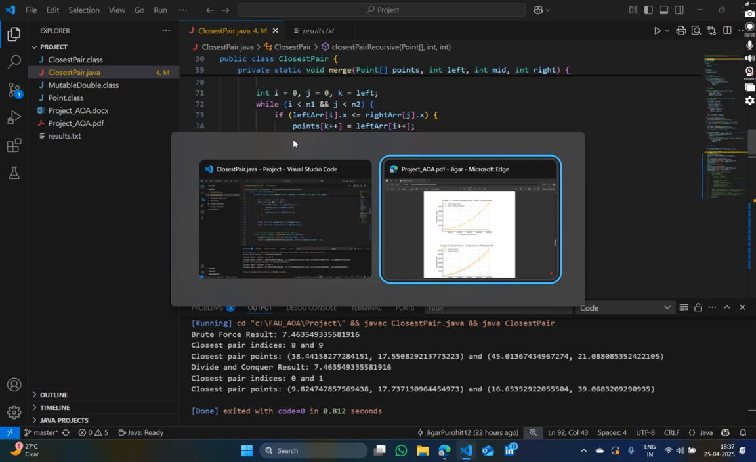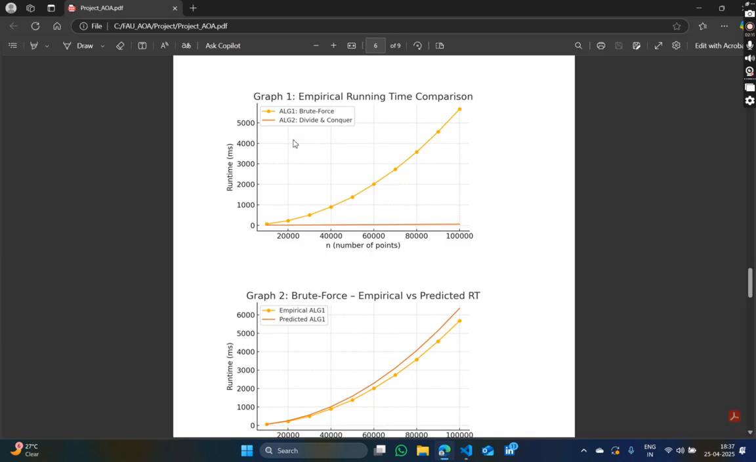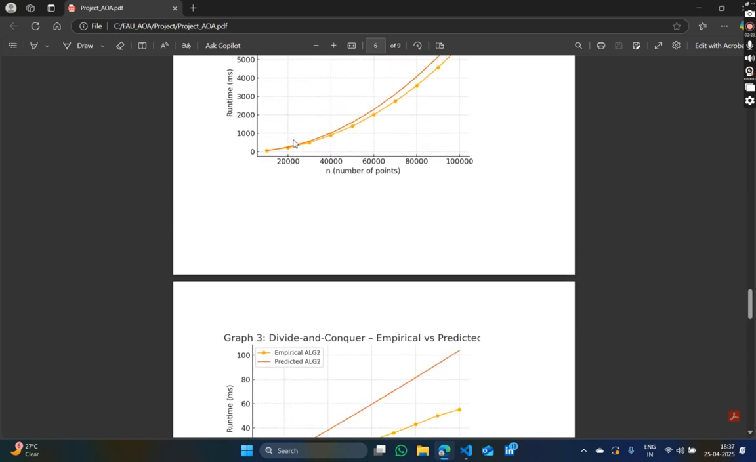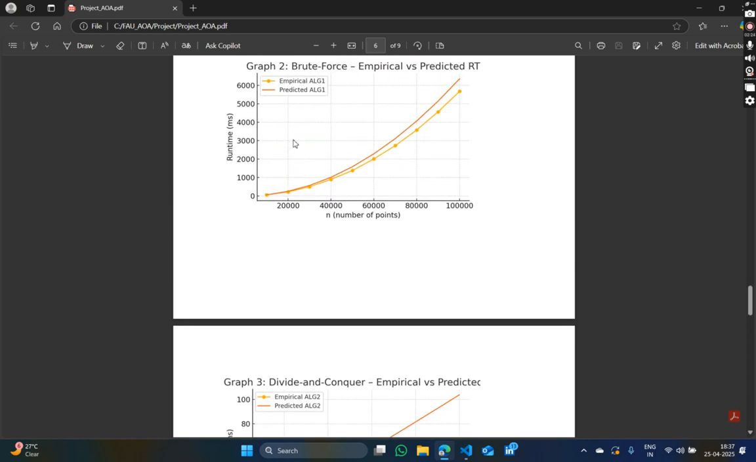And next, here I have implemented three different graphs. In the first graph you can see the brute force curve growing much faster compared to the divide and conquer algorithm. Then there are the second and third graphs, which compare empirical data to theoretical predictions and show that the measured time closely matches the expected growth rates.